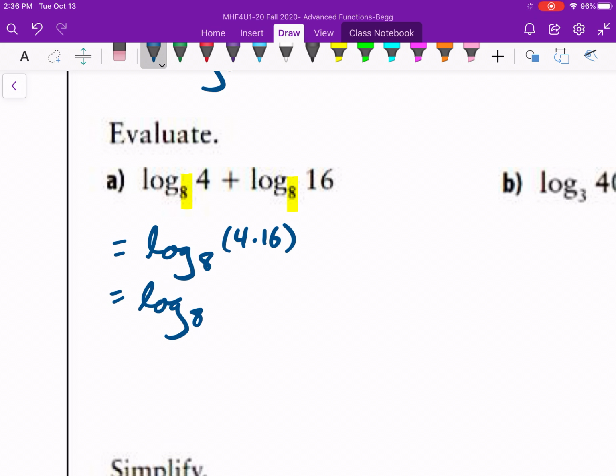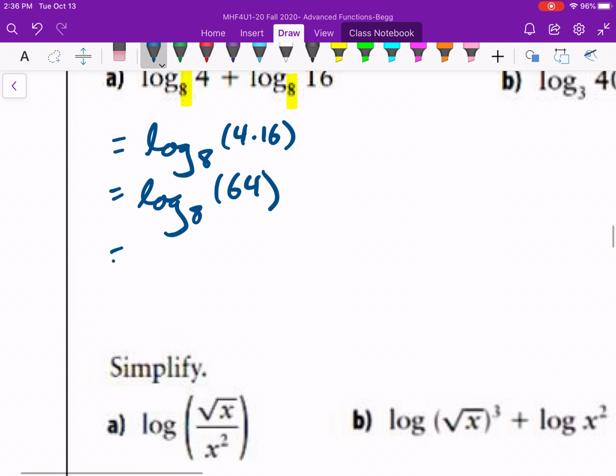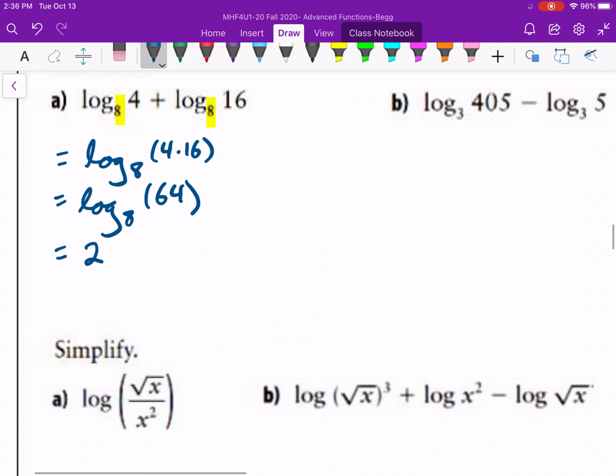And 4 times 16 is just 64. We could go to our calculator, but this is one we should be able to figure out for ourselves, because what we're asking is what exponent do I need to put on 8 to equal 64? And hopefully it's obvious that it's 2. 8 squared equals 64, so that would be our answer. But if you don't see it, confirm it on your calculator. You'll get the same answer.